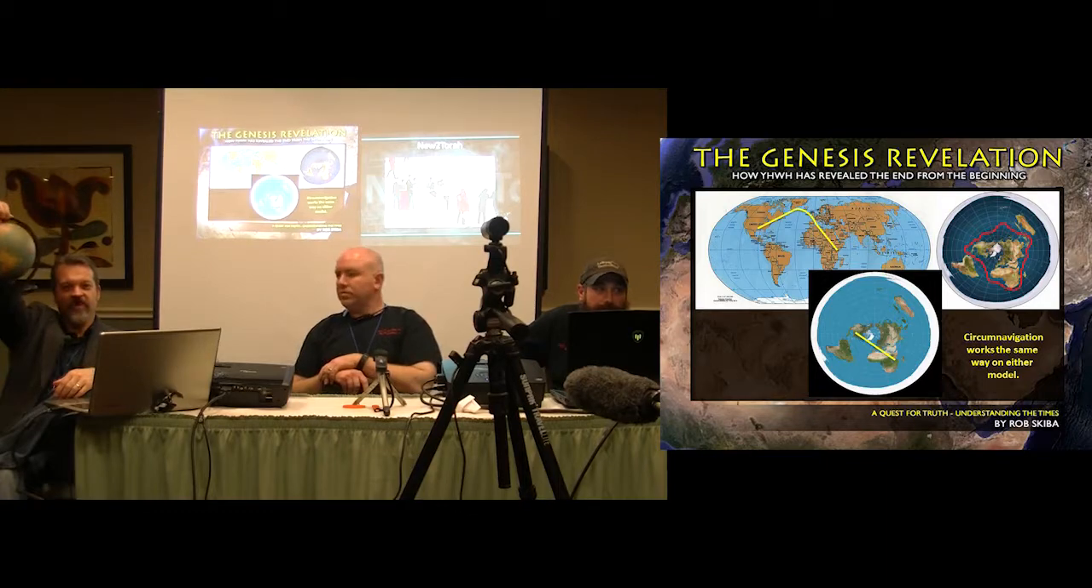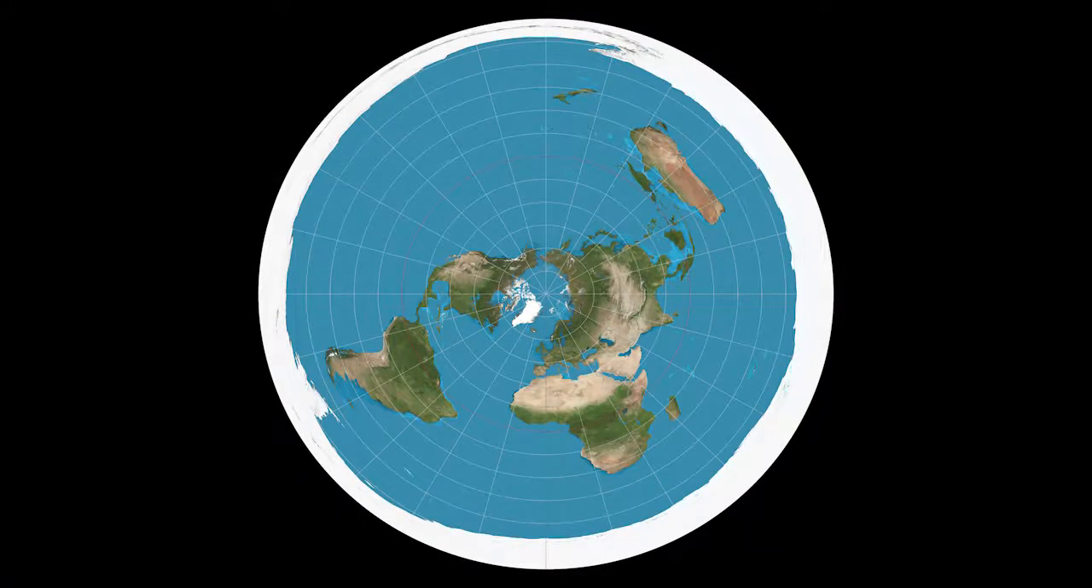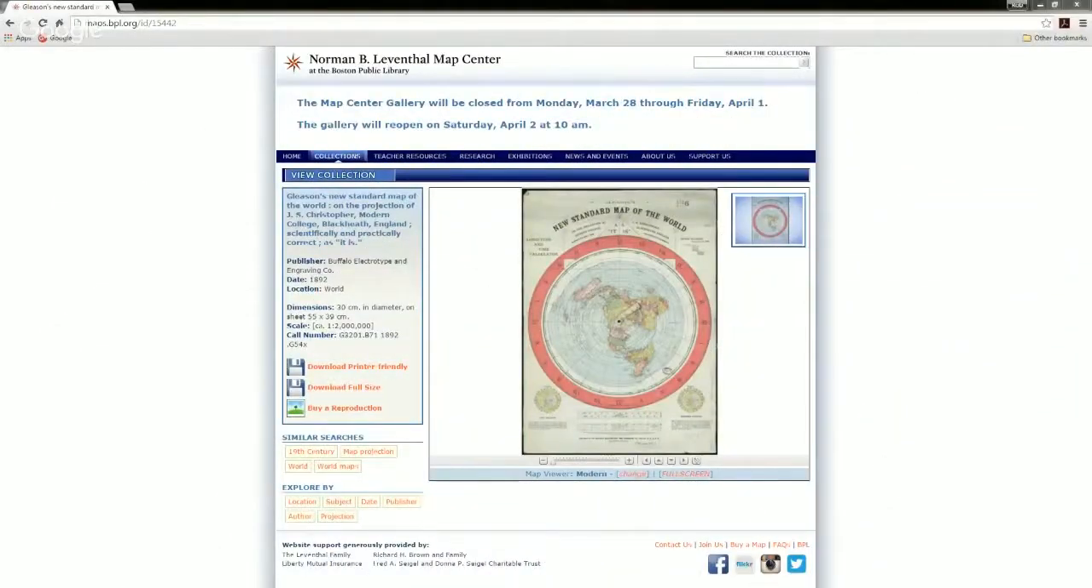I do believe that the AE map, as it is being used today, is a representation of a polar azimuthal equidistant map based on the projection of a flat plane circular map from a globe. That's the way it's used today. However, I'm beginning to question that whole idea and taking another look at the azimuthal equidistant map, specifically the new standard map of the world, or the Gleason flat Earth map, as it's become known these days.